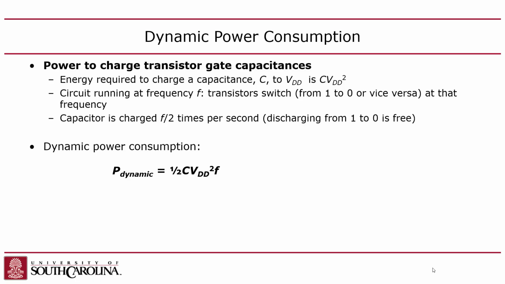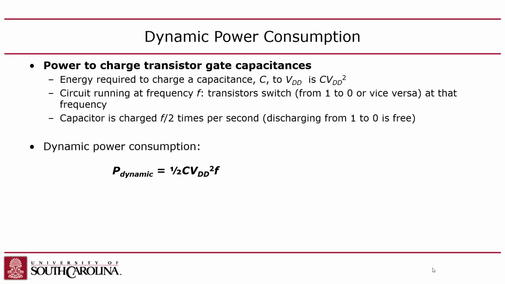CV squared, which is the power to charge one capacitor, times frequency, which is how fast you're switching, your switching frequency, right? How fast are you changing? How many bit flips do you have, right? So it's CV squared F times 1/2, right?